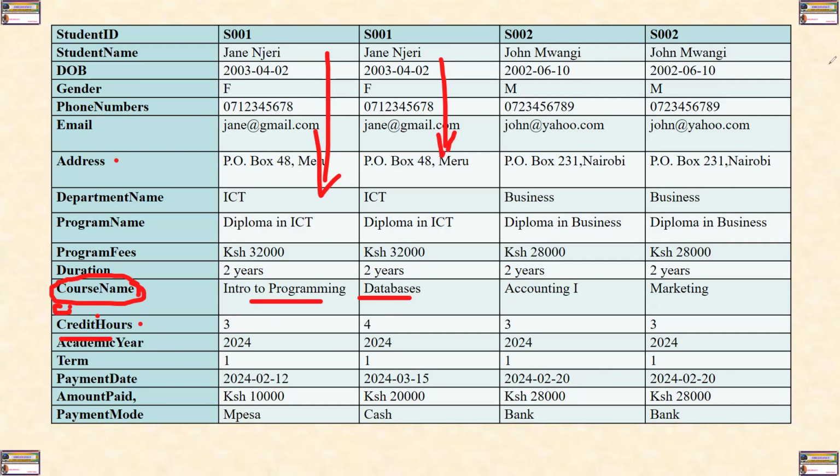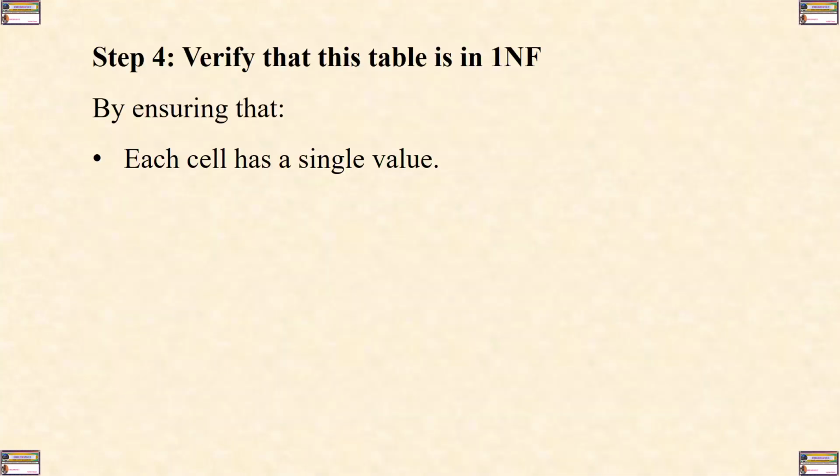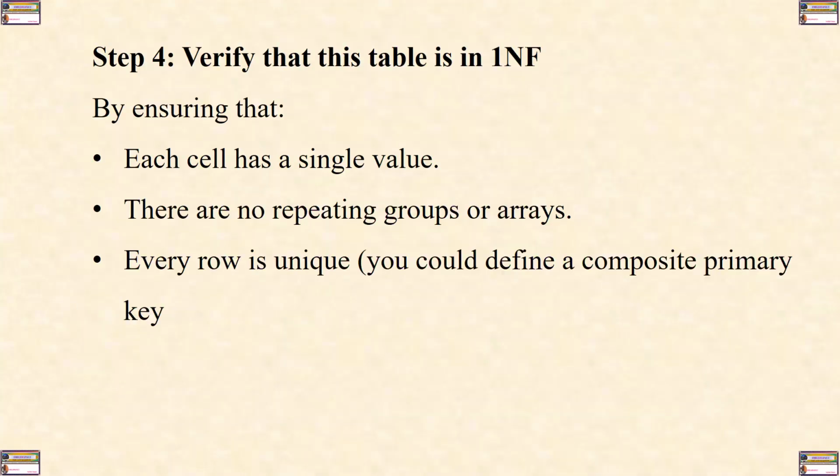So that is why the best thing is what we have done, to duplicate the records so that we don't have repetitions for any fields. We don't have any field having more than one piece of data, but we have each separately. So you ensure there are no repeating groups or arrays.